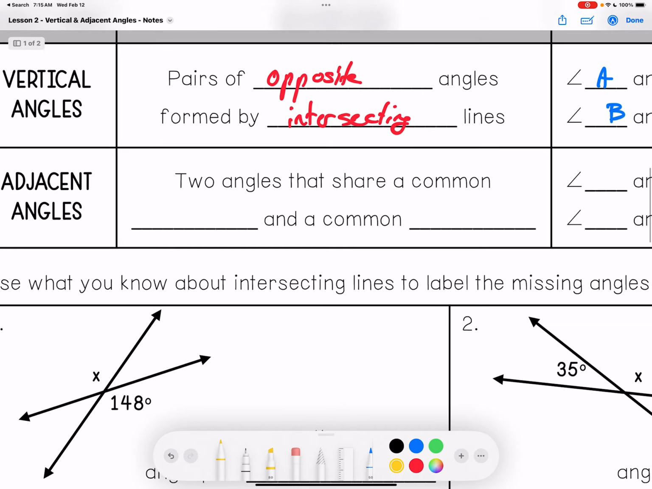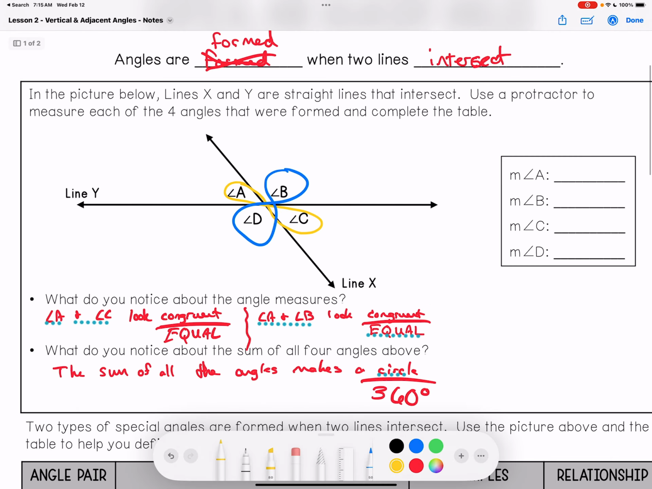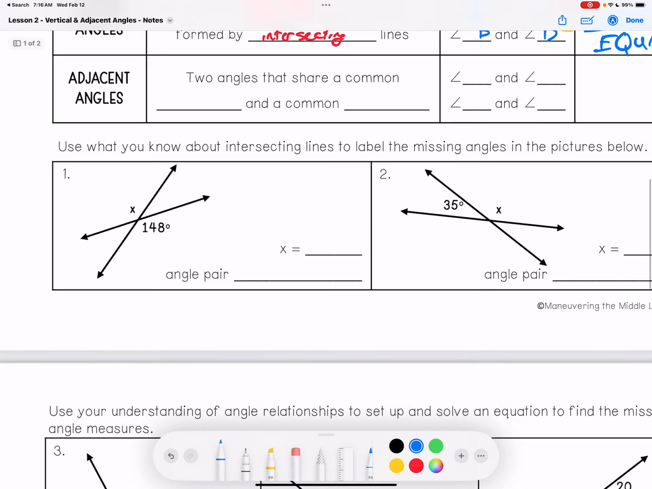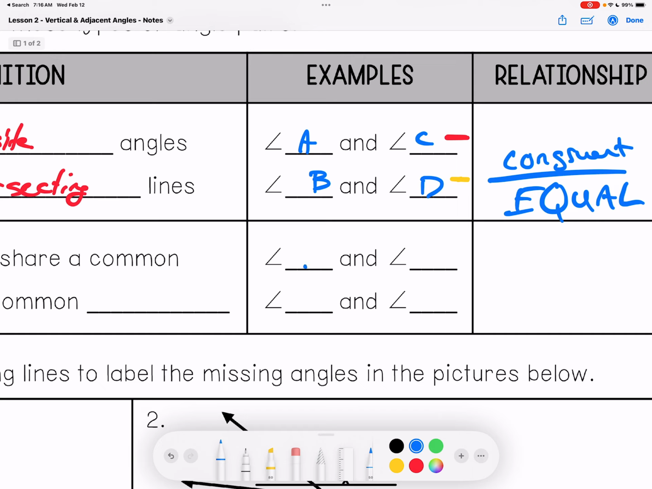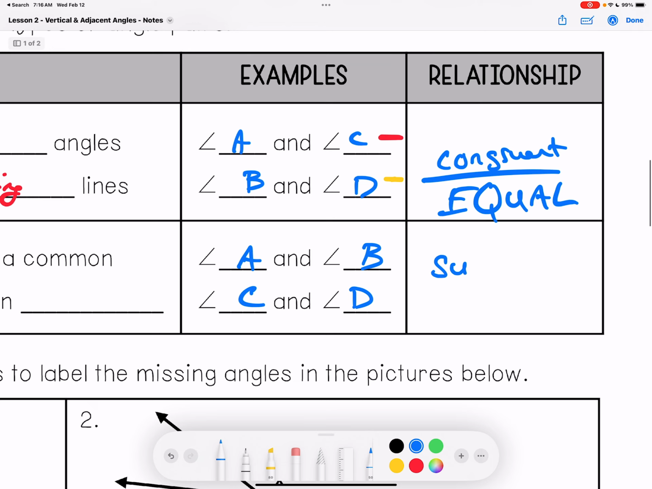All right, adjacent angles, okay? Adjacent angles are also supplementary angles. So these are adjacent angles, and guess what they add up to? 180. These are the same thing. Guess what they add up to? 180. Okay? So we have A and B and C and D, and they are supplementary, which is what we learned yesterday, which means they add up to 180.